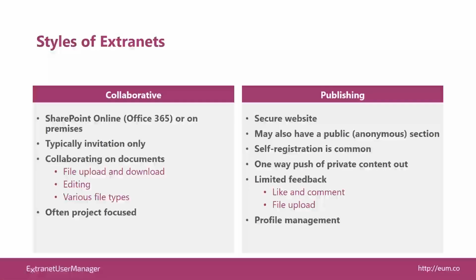So when we look at extranets, we kind of categorize them into two broad buckets. There's what we call collaborative and publishing extranets. So a collaborative extranet, often you see this in SharePoint Online or on premises, where you want to invite people in. Rather than emailing documents back and forth, from a collaboration point of view, it'd be much more effective if you had a single version of the truth, where you could do the file upload, download, do the editing, support all the various different file types.